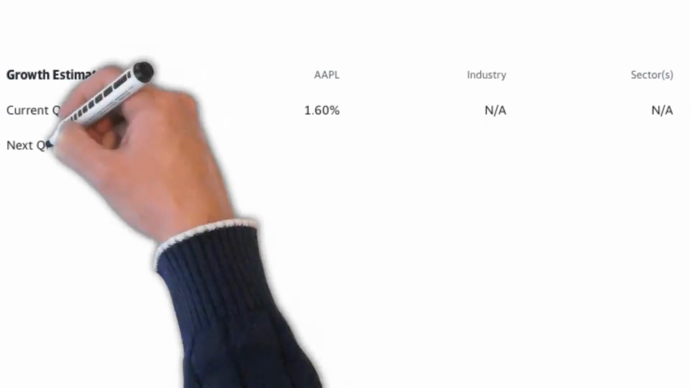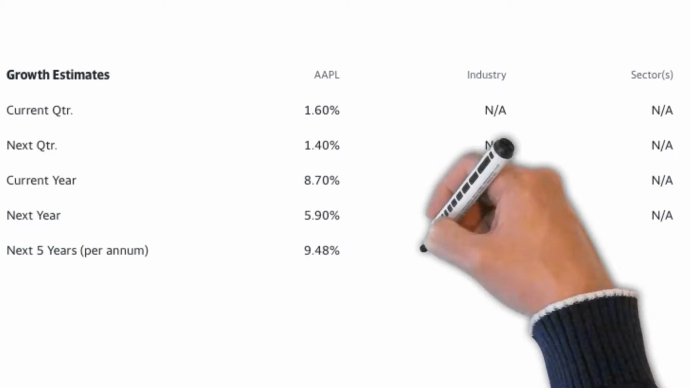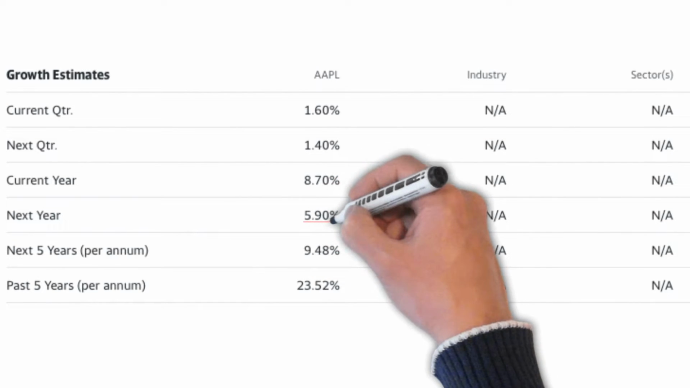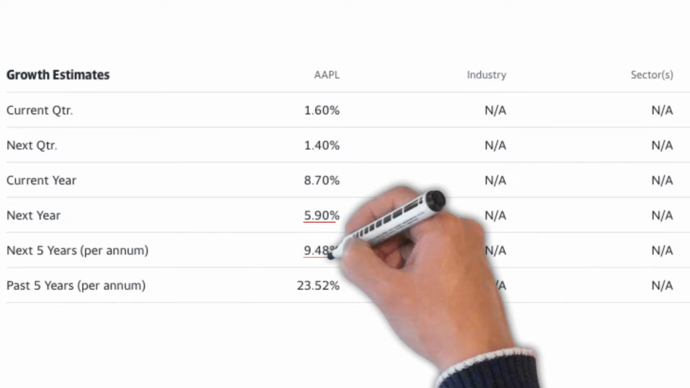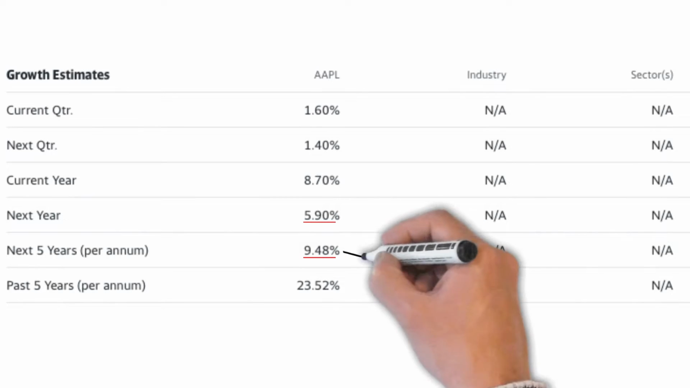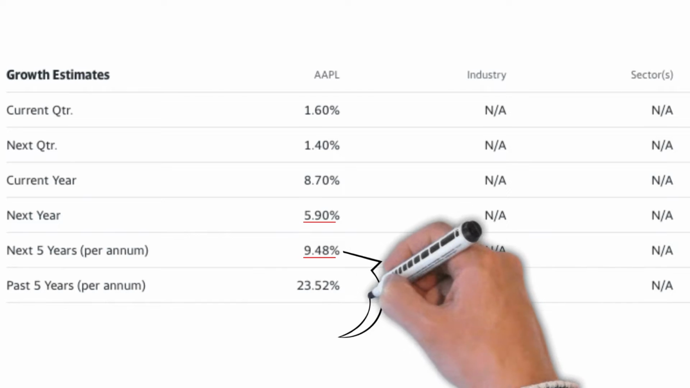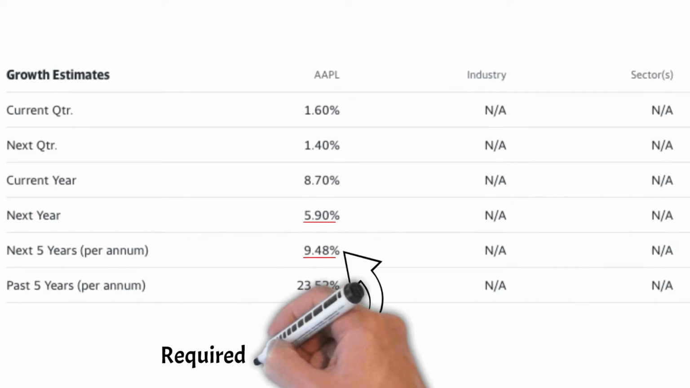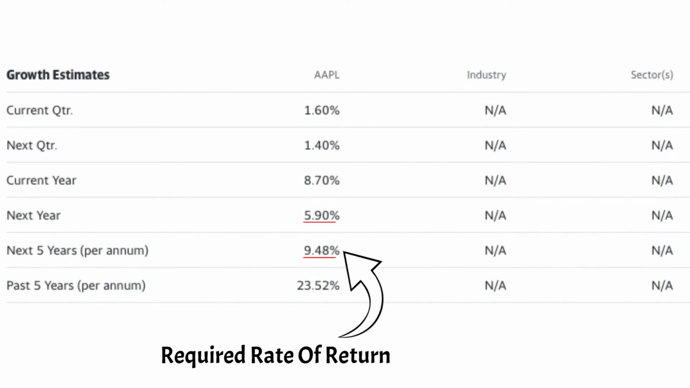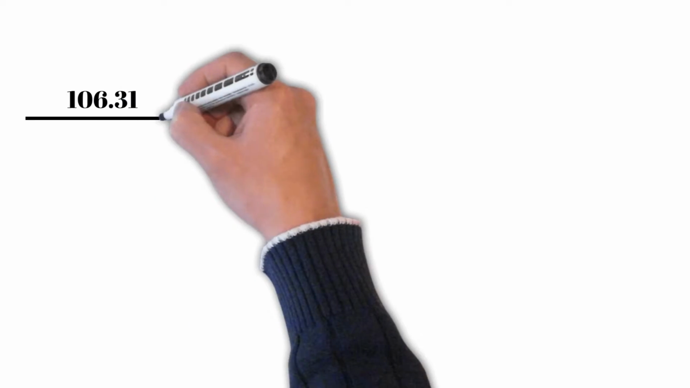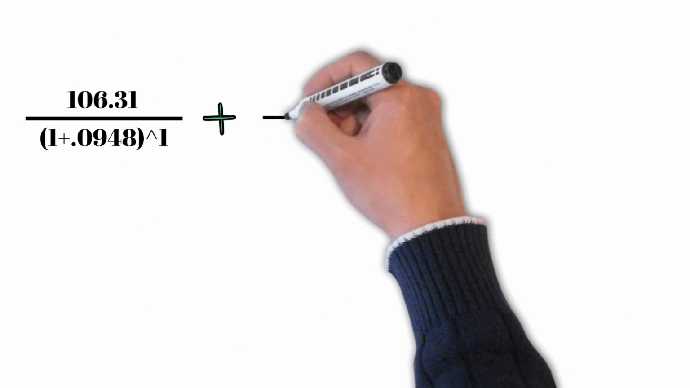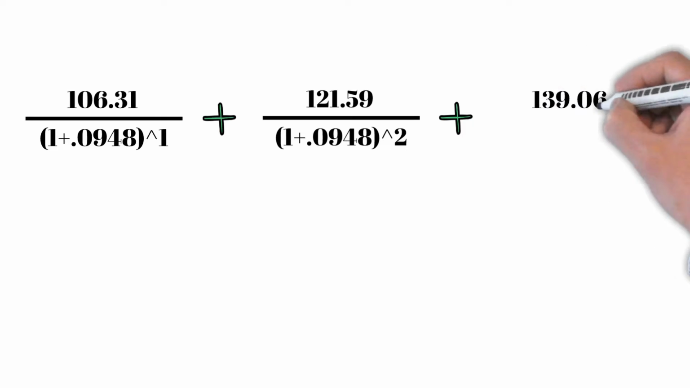Between over 30 analysts' predictions, Apple has a median prediction to grow 5.9% next year, but at a rate of 9.48% per year over the next 5 years. To make things simple again, we will use the average rate of 9.48% as our required rate of return over the next 5 years. We will now calculate our cash flow predictions along with our required rate of return over the next 5 years.